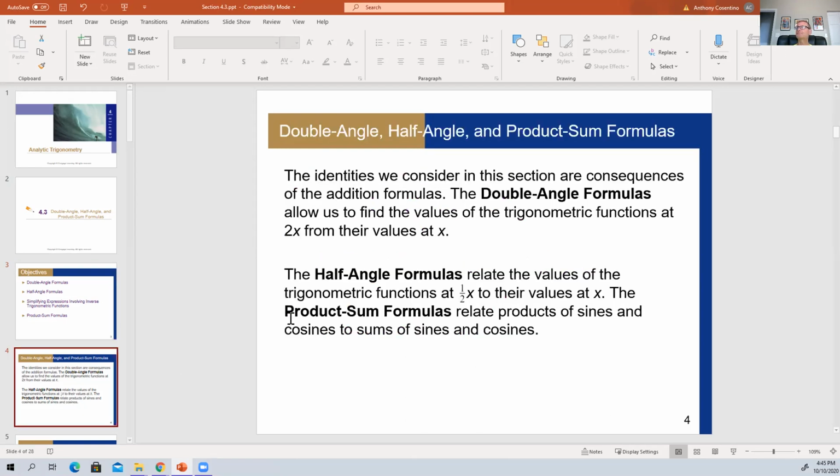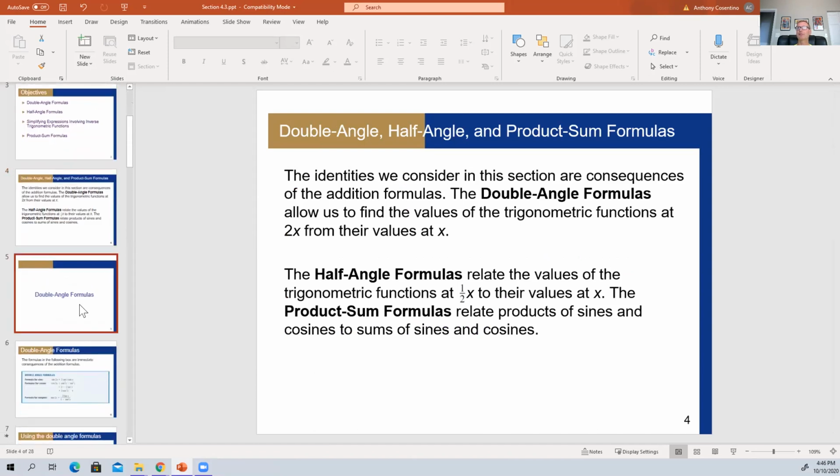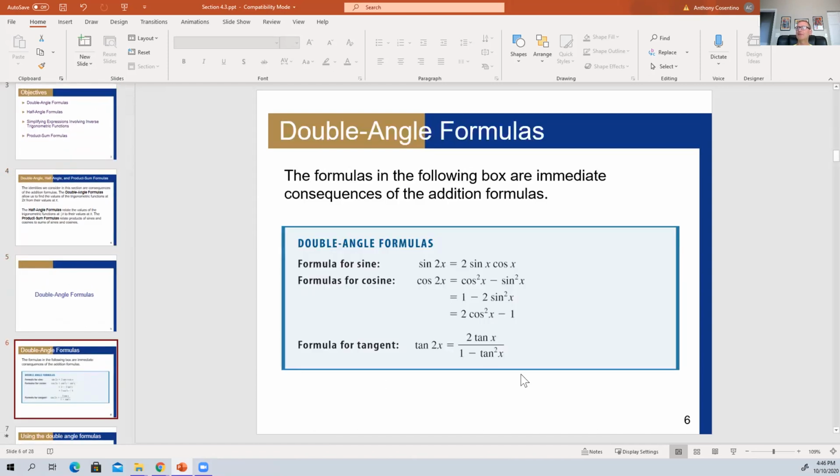And so the identities we consider, we're going to start with the double angle formula, and a lot of these other formulas get derived from that one. And so let me show you what that looks like. And so here it is. And again, super helpful to get that basic formula sheet off of our Brightspace site and be able to have this all in one place.